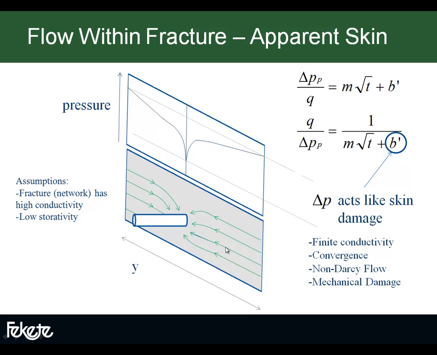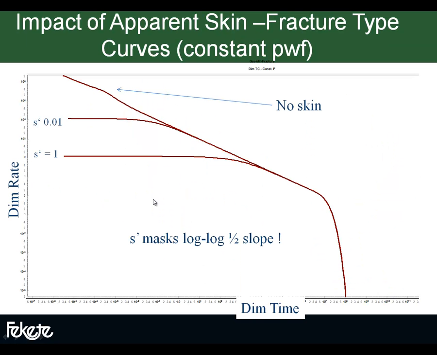And it turns out that this B value is very easy to see in production data. It's one of those things that we can, just by looking at a plot, distinguish very clearly how much apparent skin there is. For instance, if we look at a type curve plot, and this is now constant pressure, log production rate versus log time, what we'll see in the presence of no skin at all is a perfect half slope, as I showed you in Wattenberger's example earlier.